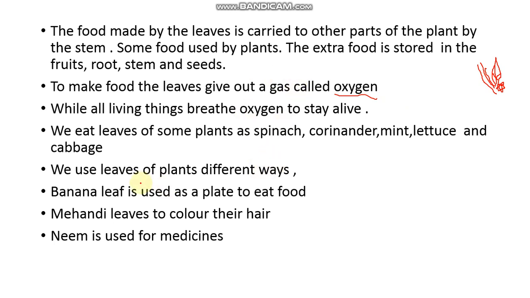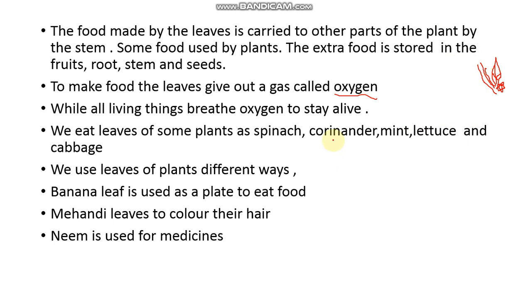Okay, students. We eat the leaves of some plants such as spinach, coriander, mint, lettuce and cabbage. These are the leaves. You will also see coriander leaves and curry leaves. Mint leaves, spinach, everything, and the soups and all we will be telling now. These are the special ones that we eat raw.